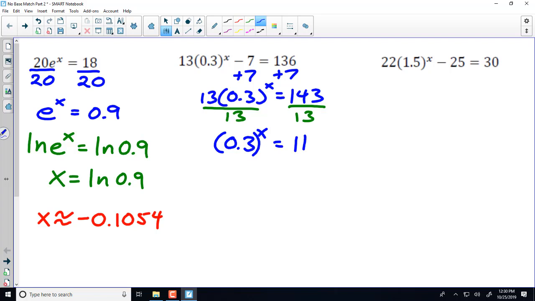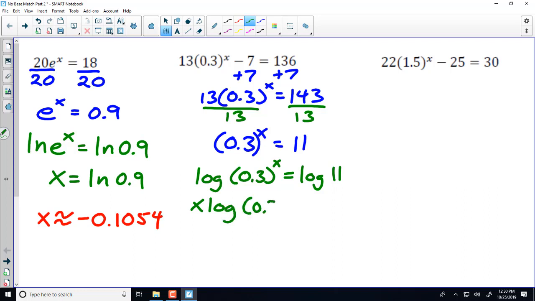Now, it doesn't matter if we do the common logarithm or the natural logarithm because our base is already 0.3, so it doesn't matter which one you do. So I'll do a log on this one, log base 10. So we do a log base 10 on both sides. That allows us to bring the x down in front using the power rule.